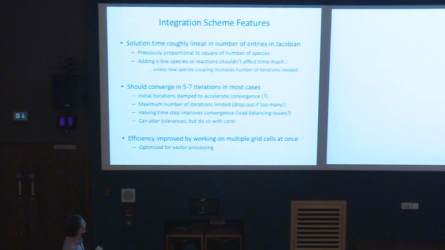And there are various little tricks here for improving convergence in problem situations. And often, again, we work on multiple grid cells at once. So we don't just work on each individual grid cell one by one. We take a string of them and can do them all at the same time. That's generally computationally more efficient.